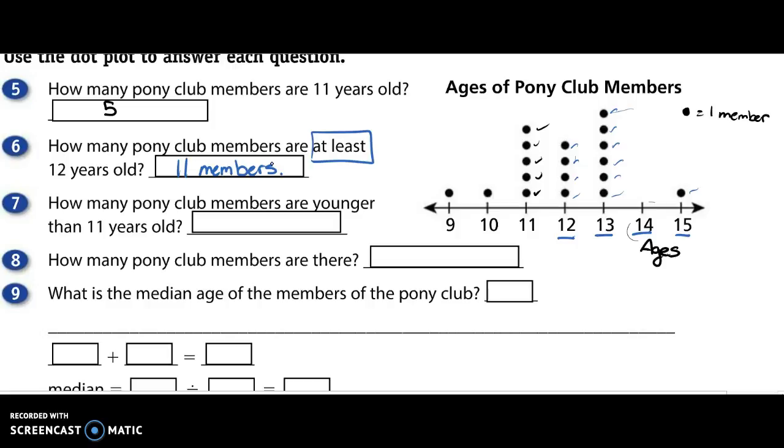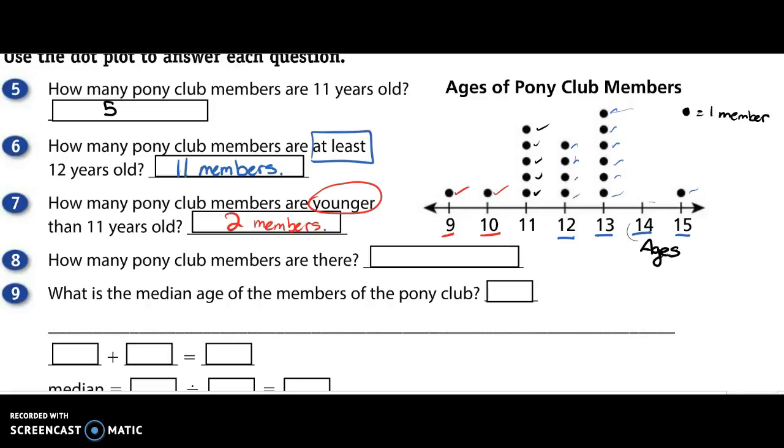Next, we're going to look at how many Pony Club members are younger than 11. Again, we need to be careful here. It says younger than 11. If you're younger than 11, does it include being 11? No. So I only want to include the numbers that are smaller than 11. Those are your 10-year-olds and your 9-year-olds. I only have 2 of them, so 2 members are younger than 11 years old.